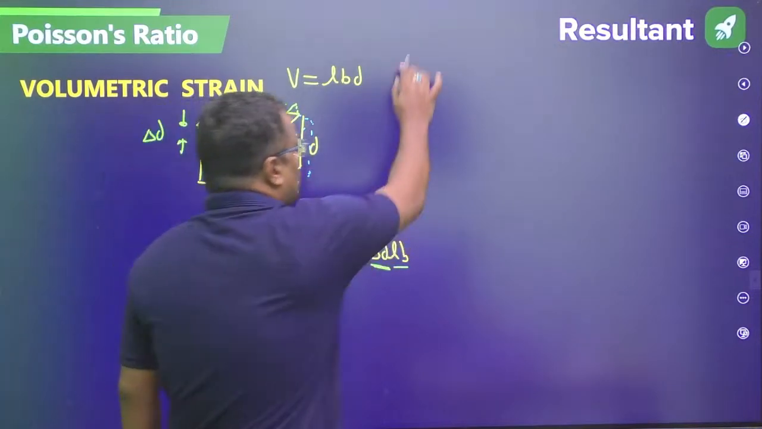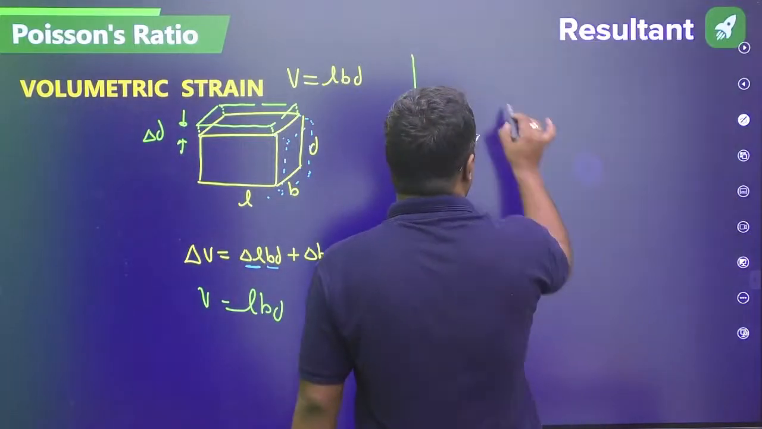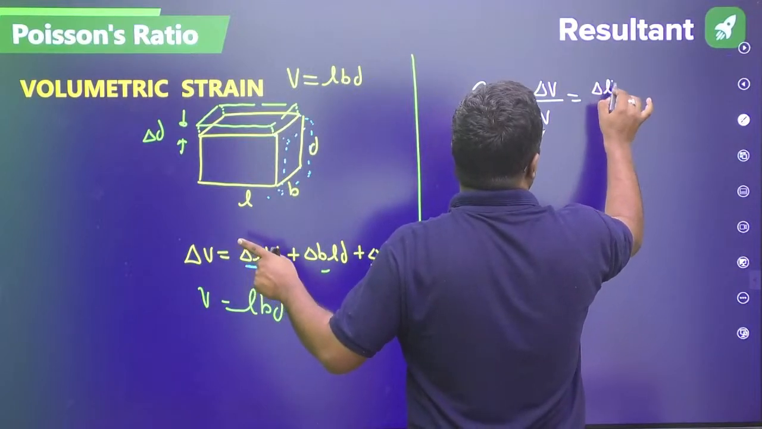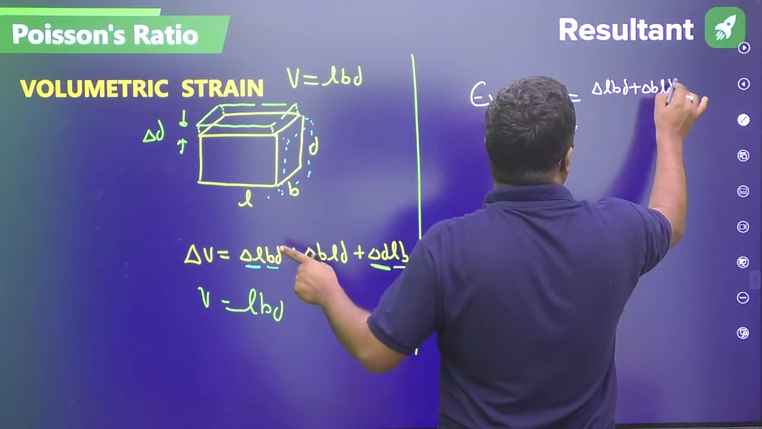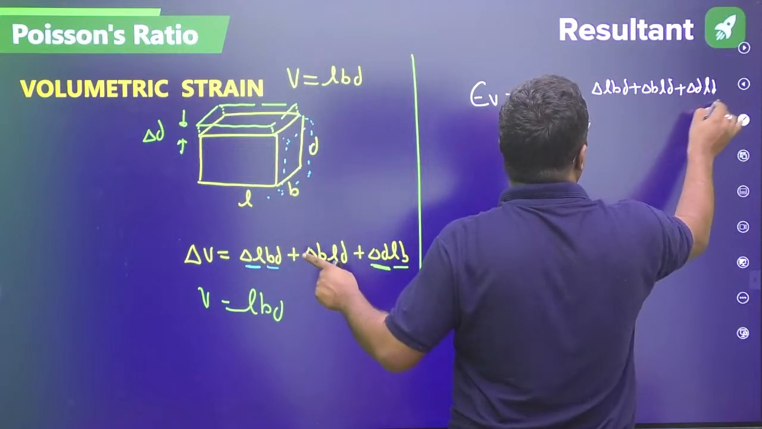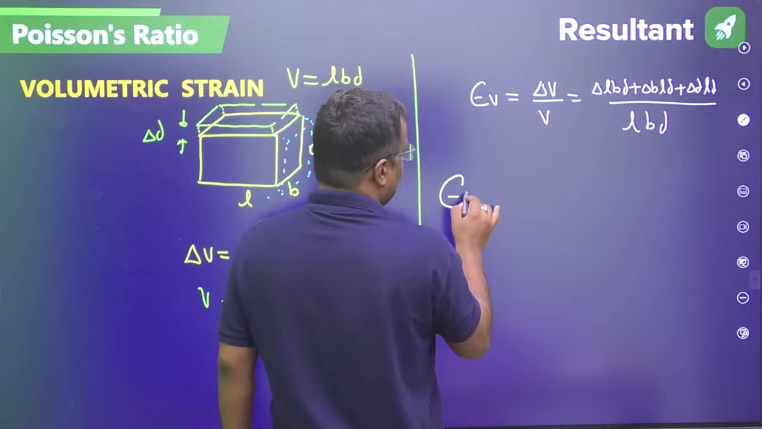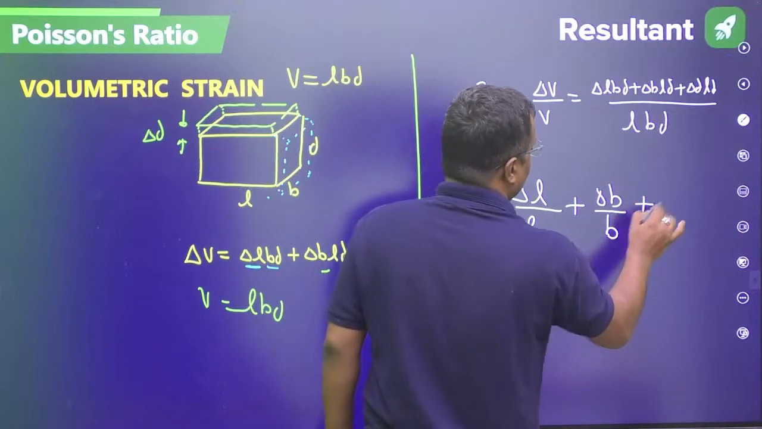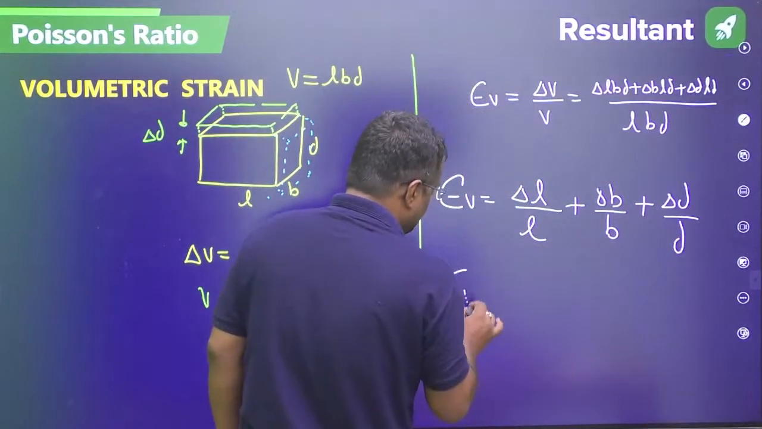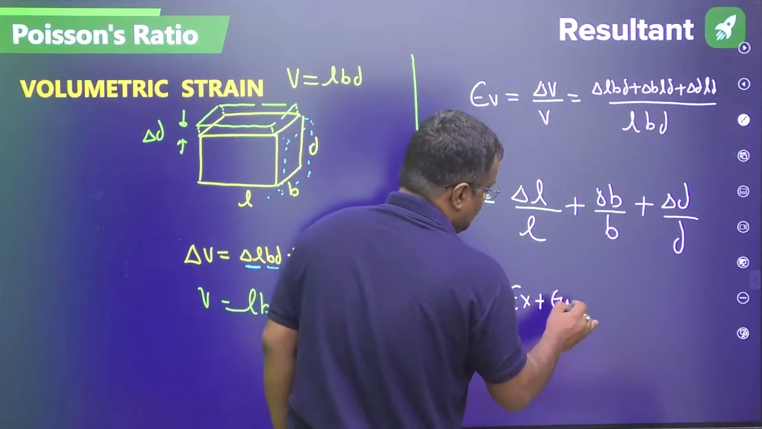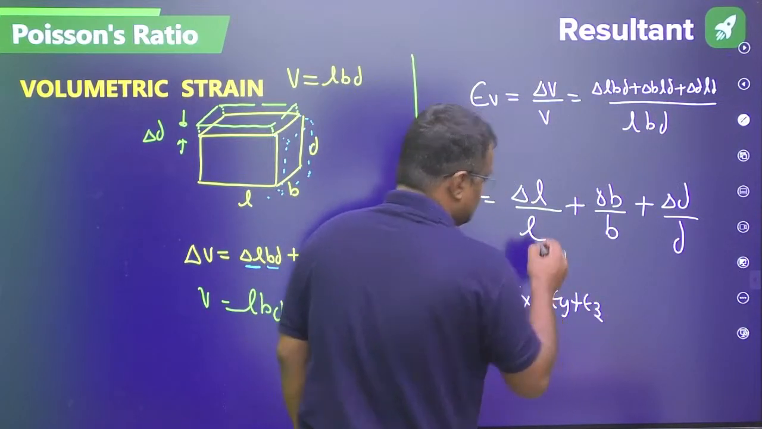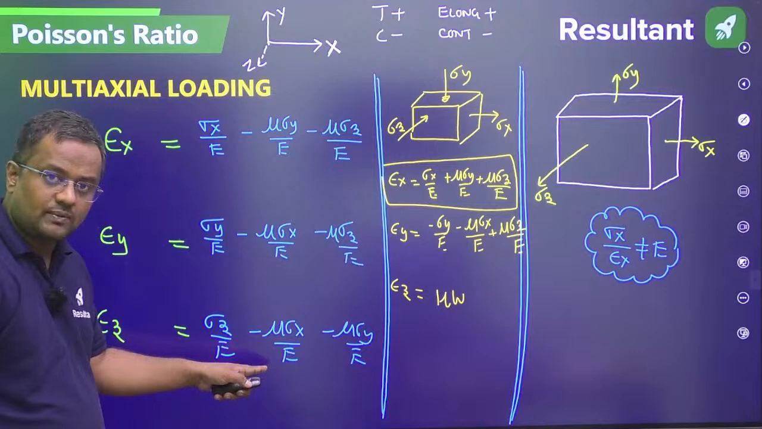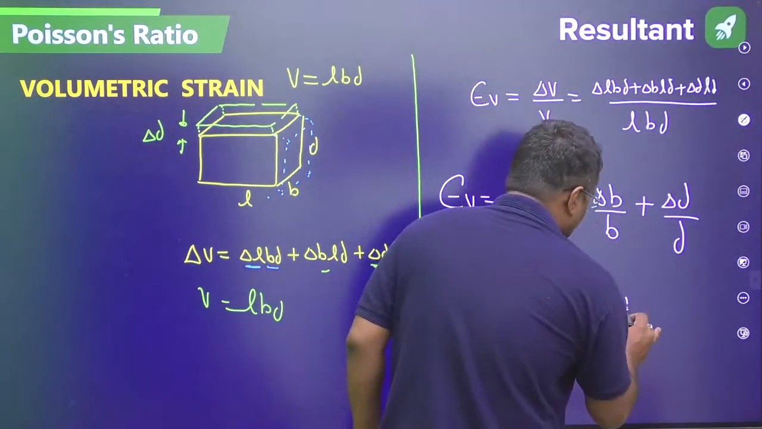So what is the volumetric strain, guys? Volumetric strain is change in volume upon volume. Change in volume is delta L B D, delta B L D, delta D L B upon LBD. From here, volumetric strain is delta L by L, delta B by B, delta D by D. So volumetric strain is equal to epsilon X plus epsilon Y plus epsilon Z. And if you add epsilon X, epsilon Y, epsilon Z, E will be common.